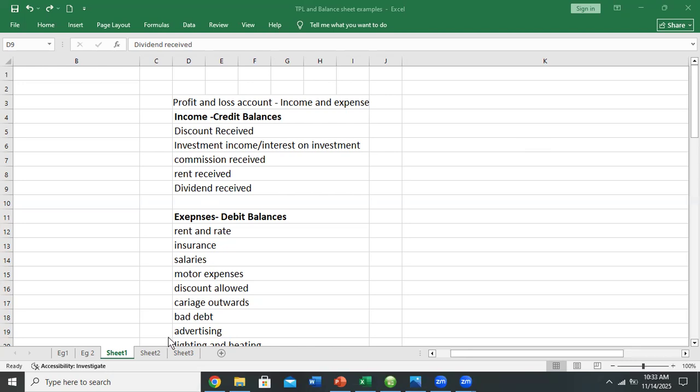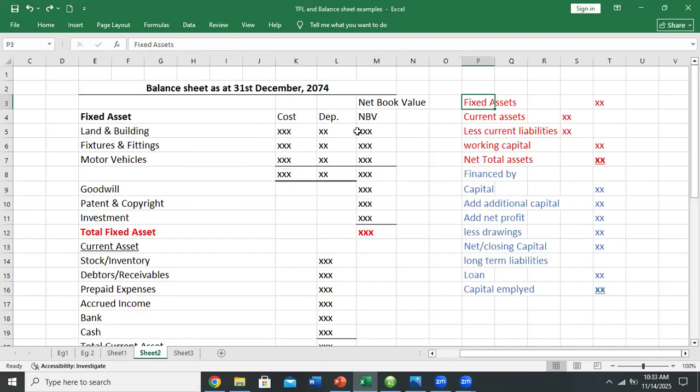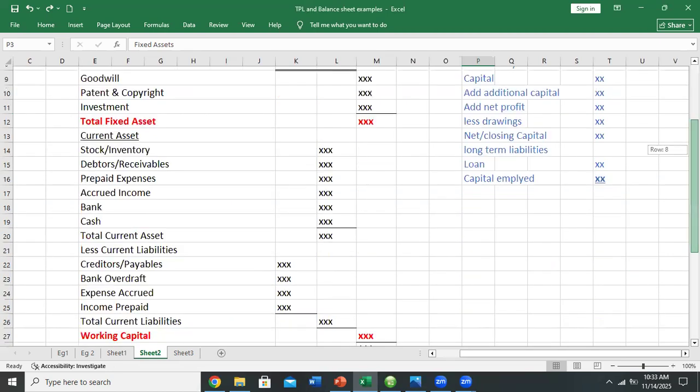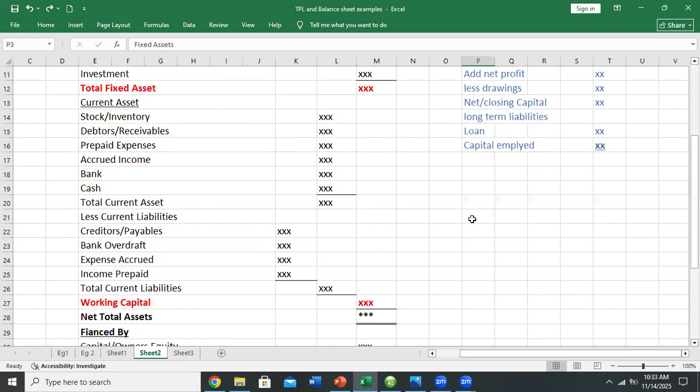So that is it. Now let's look at the balance sheet. Professors, the balance sheet may look like it is difficult, but it is not difficult. I will start by using the accounting equation. And professors, I believe you all remember the accounting equation. Assets equals capital plus liabilities. I believe we all remember this, right?